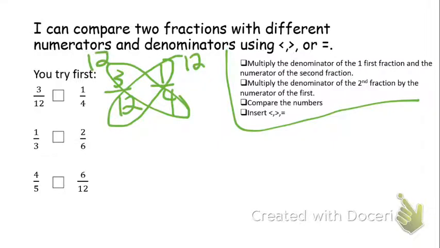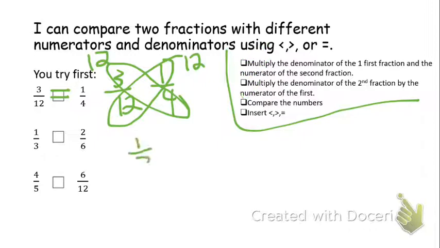They're the same. I multiplied, now I'm comparing and I think they're the same, so what should I do? I should insert an equal symbol. They're actually the same. Okay, so go ahead and try 1/3 and 2/6 and compare them.